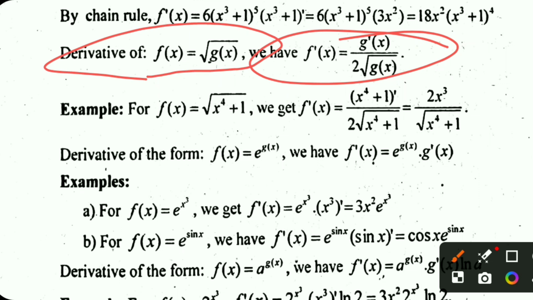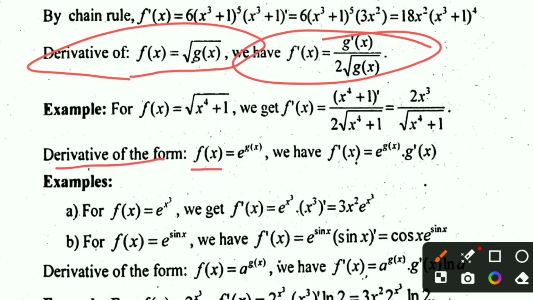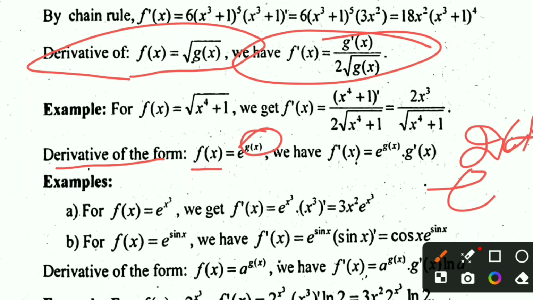Okay, let's try another example. For example, f of x is equal to e raised to g of x. We have e raised to g of x, another function. So we can find the derivative by using this formula for this kind of form.